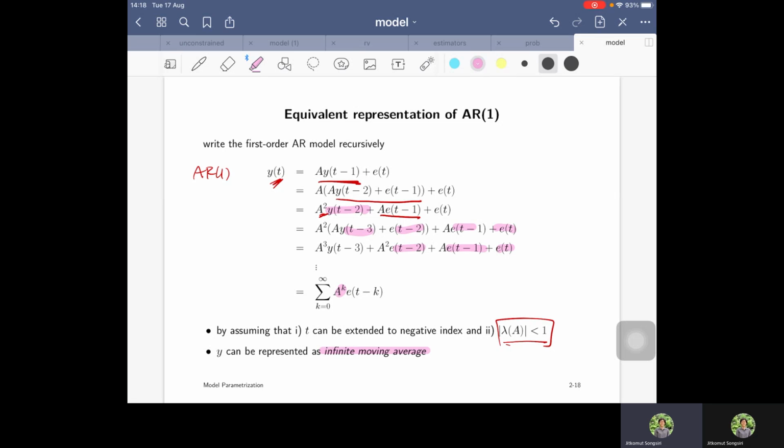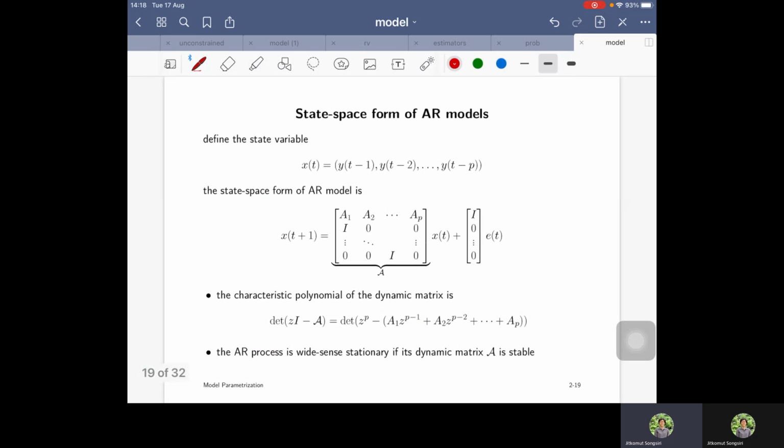Because that's a coefficient c_k times e_{t-k}, but with infinitely many terms. The autoregressive process appears a lot in applications, so it's interesting to see it from another point of view. On this slide, I would like to represent it in the state space form.